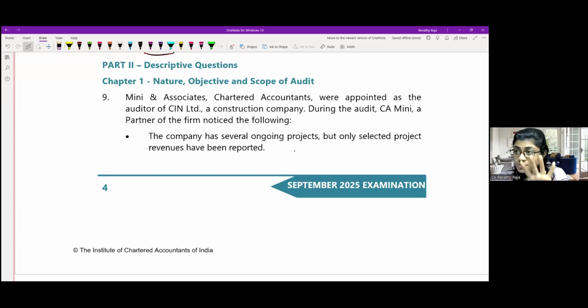See, for descriptive, I will say how to present and I will make you say the answer. Let me know what the answer is. Chapter number 1 is nature, objective, scope of audit. Can someone say which is the essay in that chapter? Only one essay, which is SA 200. Other topics I'm not saying.